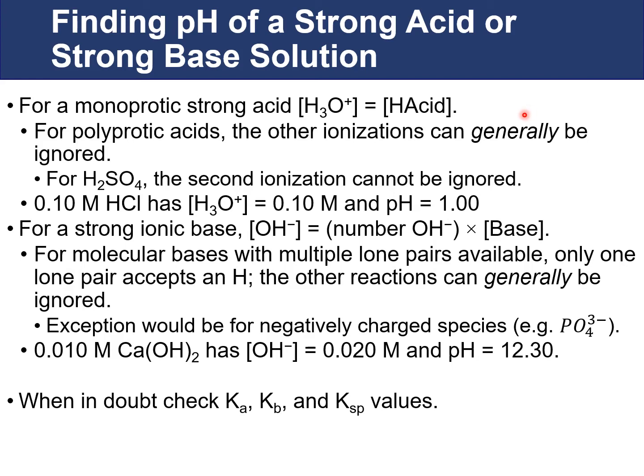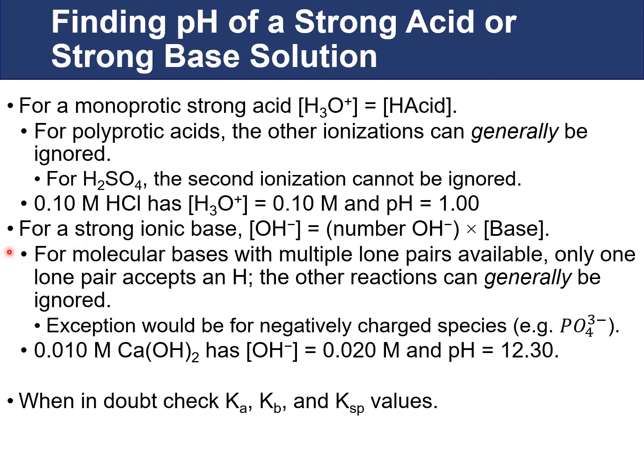However, if we're dealing with a monoprotic acid like hydrochloric acid, if we have a 0.1 molar HCl solution, it has a hydronium ion concentration that is equal to the concentration of the acid that we stated. So the concentration of the hydronium ions is going to be 0.1 molar. If we take the negative log of 0.1, that gives us a pH of 1.